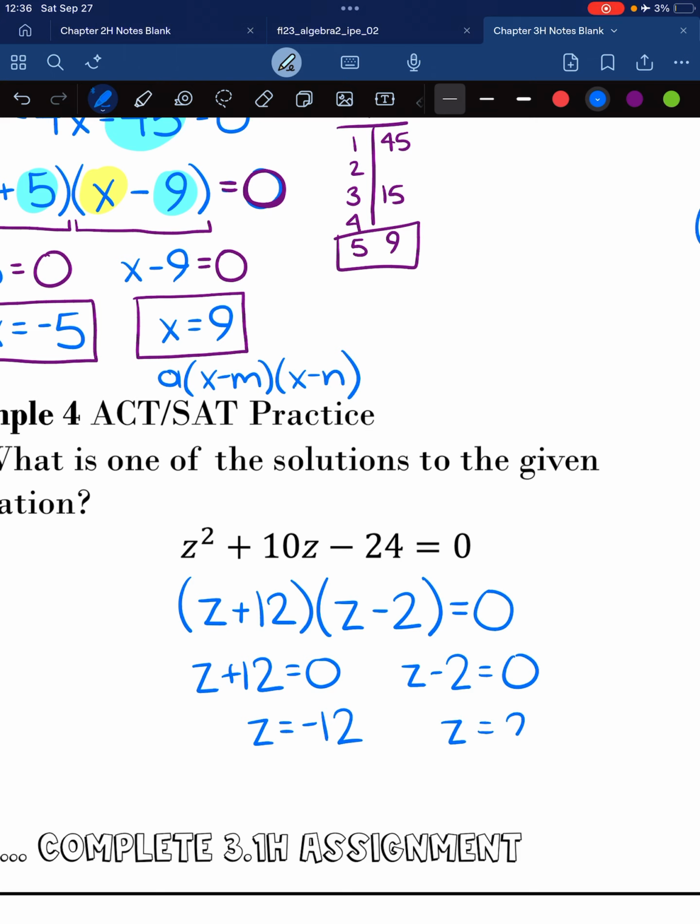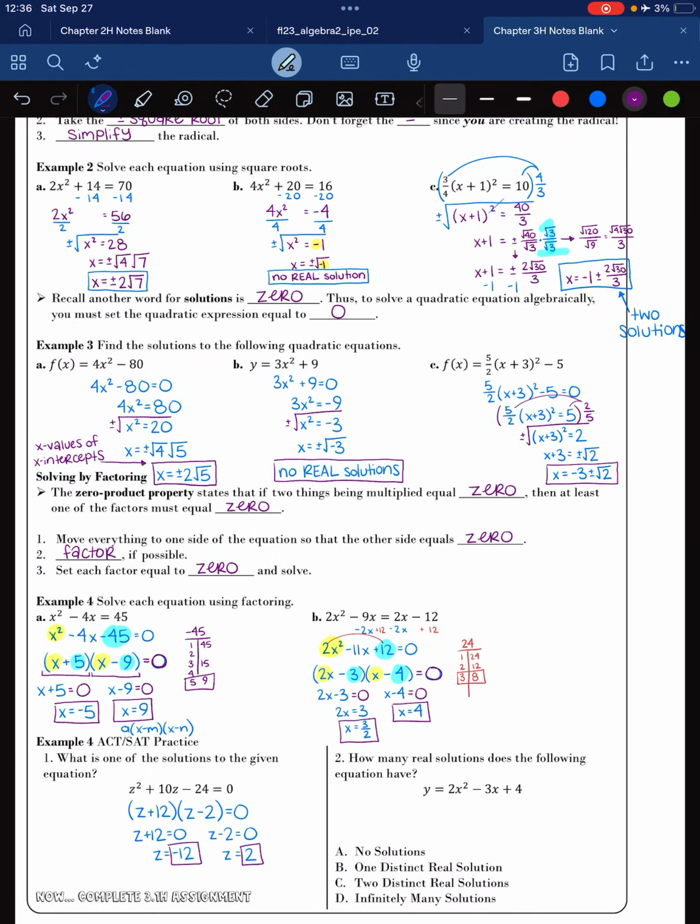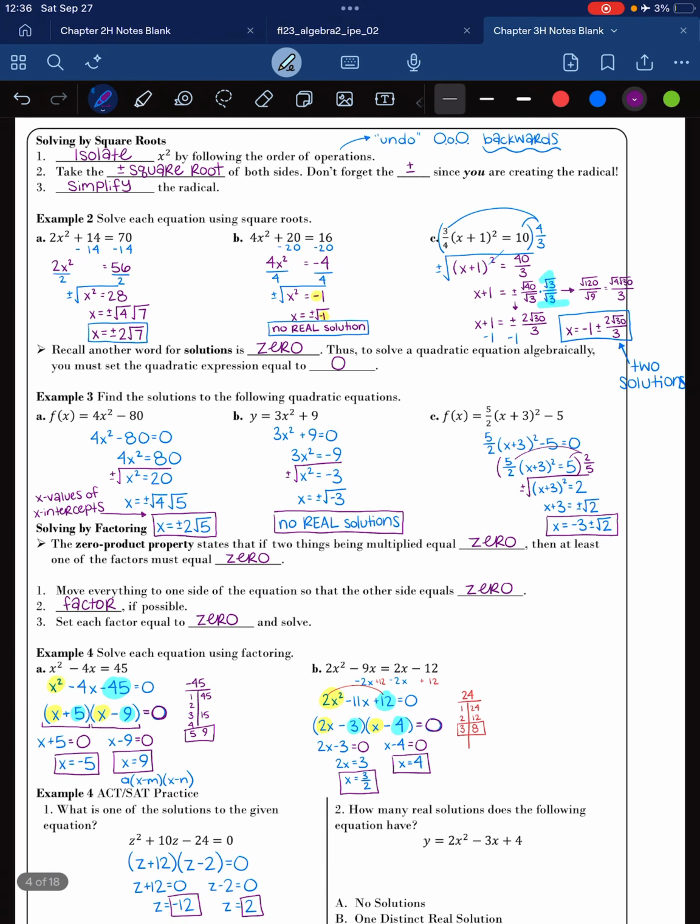Negative 12. C equals 2. So you could put either of these answers for the SAT. You could either put negative 12 or you could put 2. There's no way for you to put both, so it's just looking for one of them. You can verify that that is the correct answer by graphing.